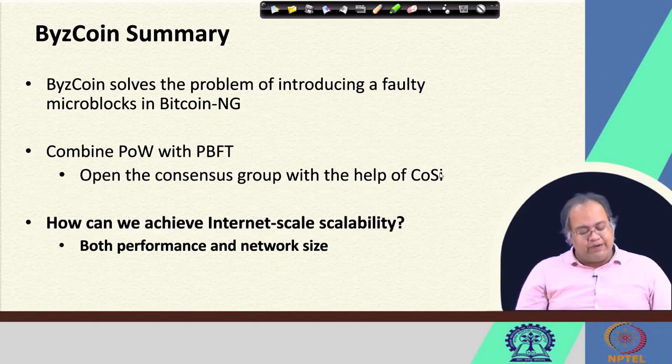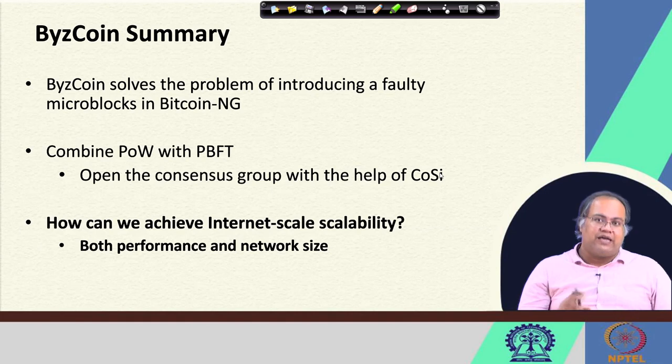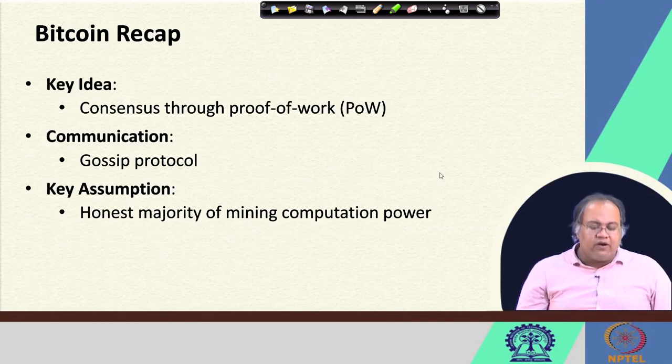And the question that remains is, how can we achieve internet scale scalability? Both in terms of performance as well as in network size. As we have seen, we still have certain gaps from the transaction throughput typically supported by PayPal. Now, in that context, let me recap Bitcoin, see what advantages and disadvantages we had in Bitcoin proof of work, and see how we can make the balance, which will possibly give us some idea of how to fill up that small gap we have seen in the Byzcoin performance.